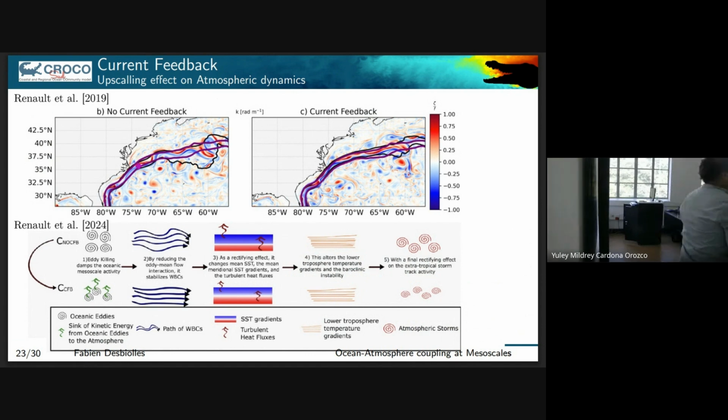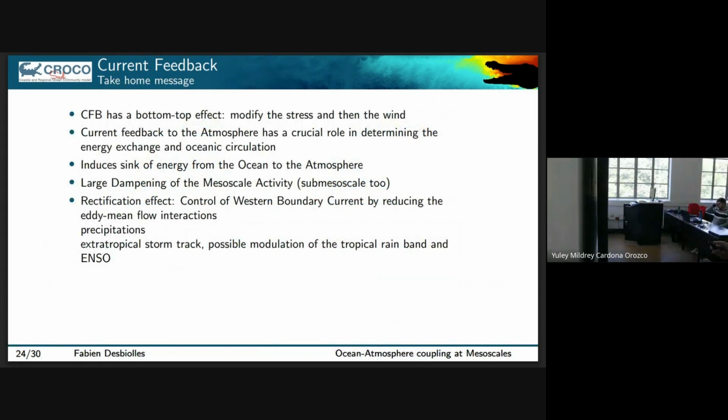So finally, this is a very powerful result. Why? Because from a very, very localized process, the relative wind between the wind and the ocean current, we actually have an impact on extratropical storms, which means there is an impact on the climate. Take-home message for the current feedback: it's like a bottom-top effect, contrary to the thermal feedback. It means that the current feedback modifies the stress and then modifies the wind.